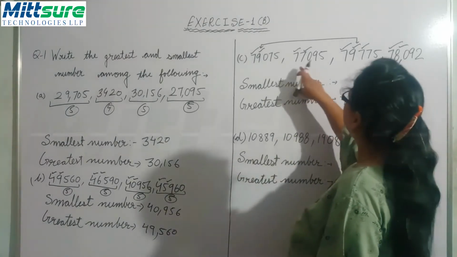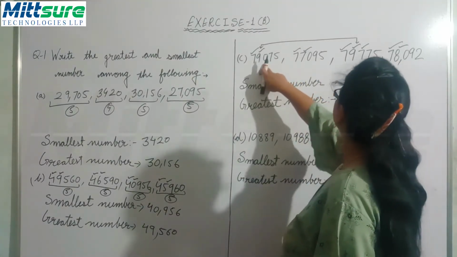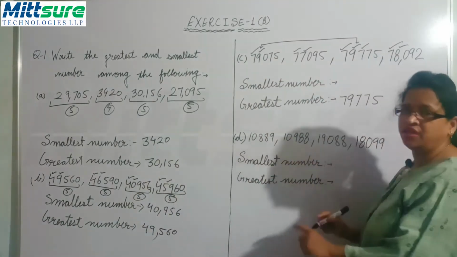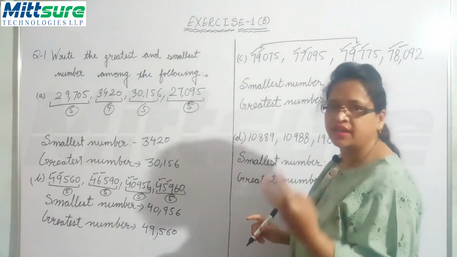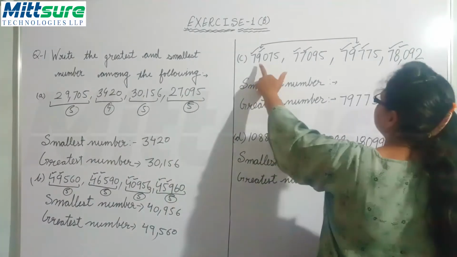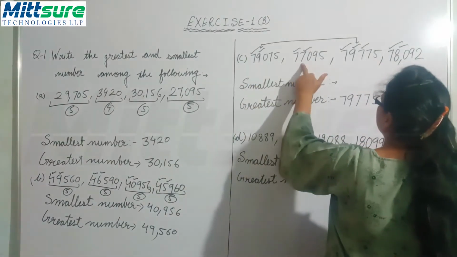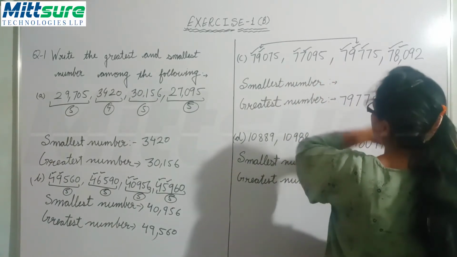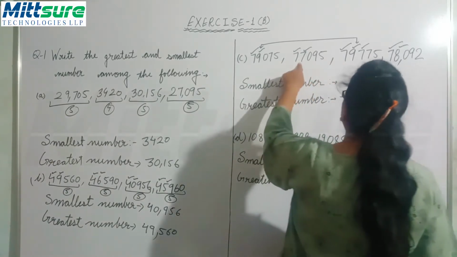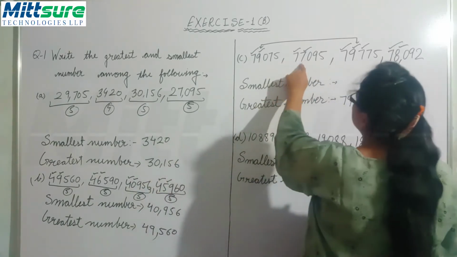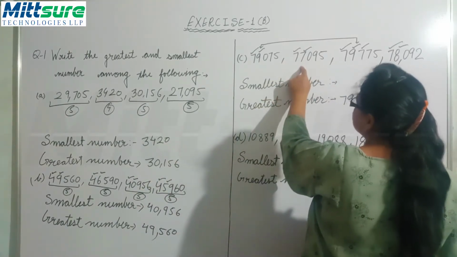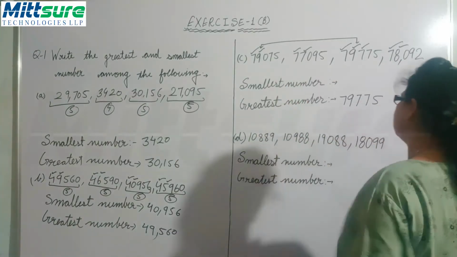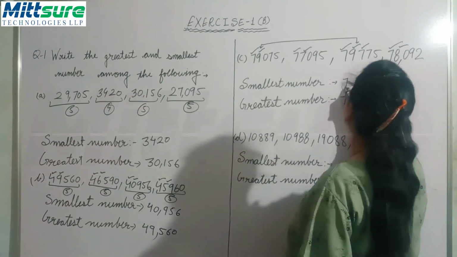We can say that this number is having 9 here, this is 7 here. We are comparing the second digit from the left, that is 9, that is 7, that is 9, and that is 8. And we know the smallest among 9, 9, 8 and 7, the 7 is the smallest. So 77,095 is the smallest number in the given numbers.